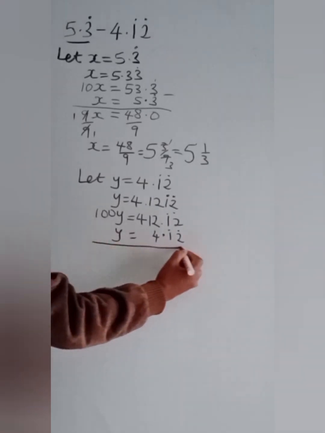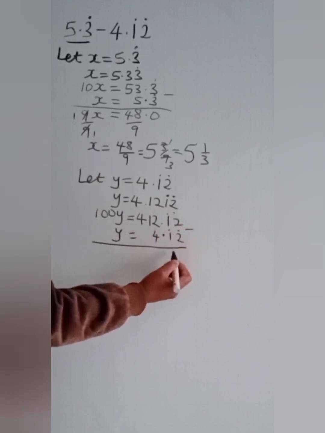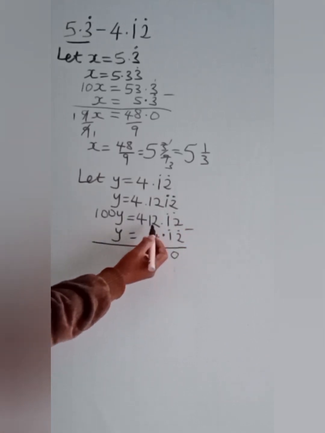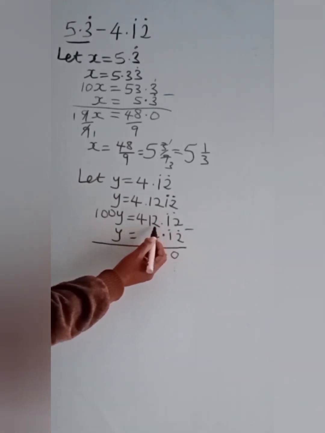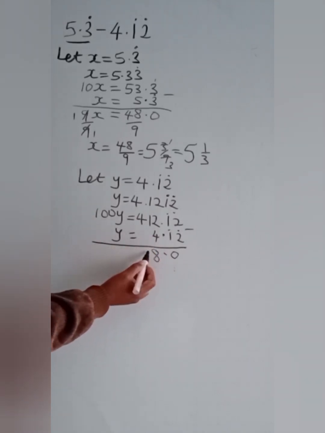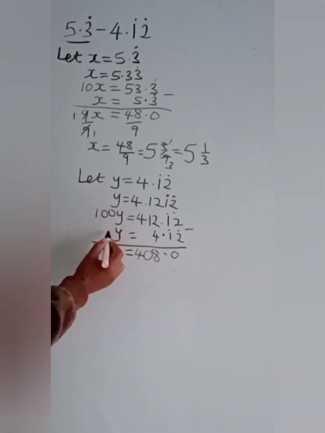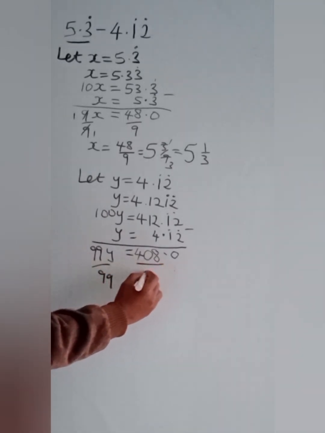So if we subtract, you realize 0.12 is recurring on both sides. When you subtract them, it gives you 0 point. Then 2 minus 4 is not possible. We borrow 1 from here, making it 12. 12 minus 4 gives us 8. When you borrowed 1 from here, what remains was 0. And then we have this 4. That is equal to 100y minus y, which is the same as 100y minus 1y, and that is 99y. For us to get y, we divide by 99 on both sides.